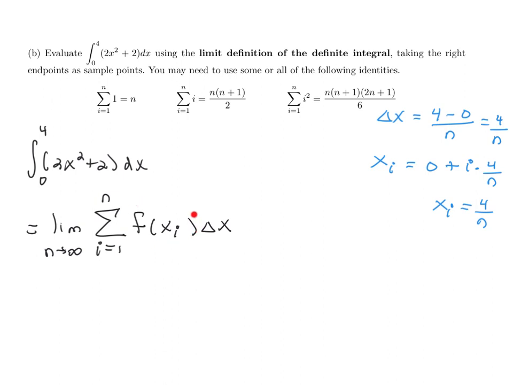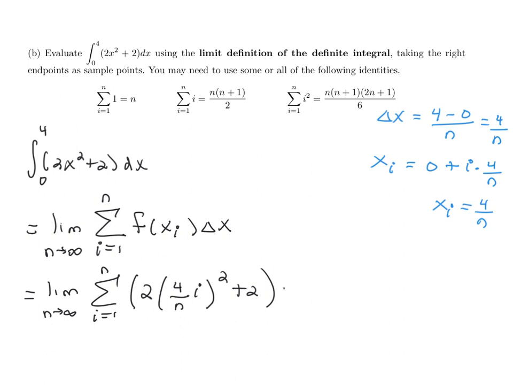So to get f of x sub i, we will take x sub i and put it in place of this x. Delta x is equal to, in this case, 4 over n, and I'll multiply by that next. So this is the limit as n goes to infinity of the sum of i going from 1 to n. f of x sub i is 2 times 4 over n, I'll put the i after it, 4i over n squared, plus 2. This is all multiplied by delta x, which is 4 over n.